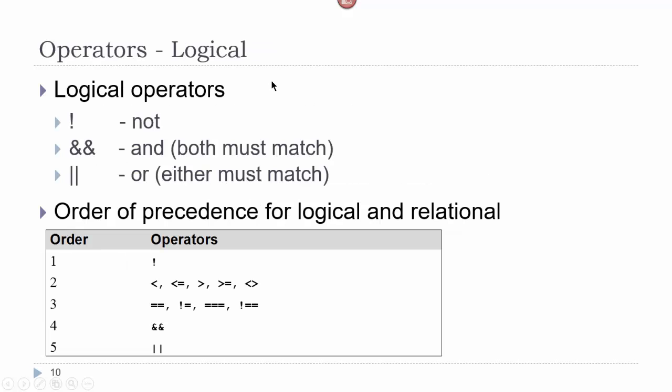Our logical operators: not, and, or. For conditions involving and, both or several must match. For conditions involving or, one or the other must match. And here we have the order of precedence, which includes both our logical and relational operators. So there is some type of ordering system, unless you enclose your expression with parentheses to dictate the order of precedence.